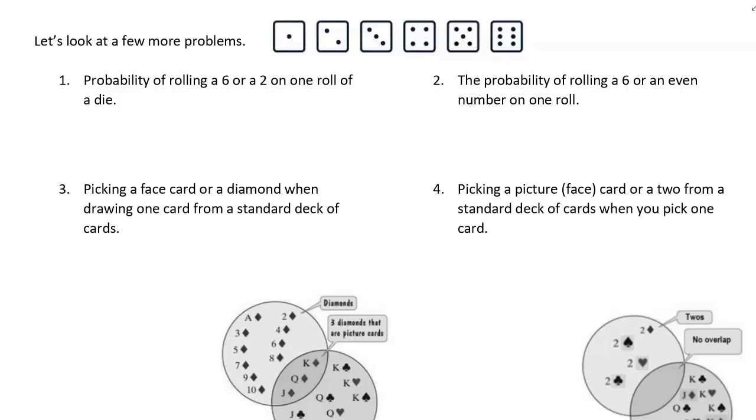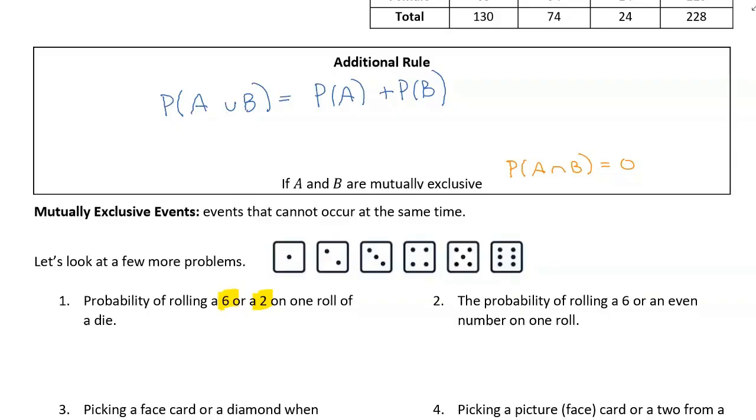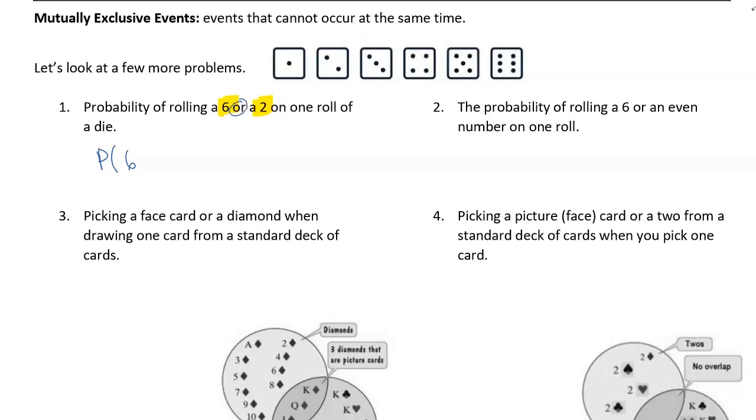Problem 1 says to find the probability of rolling a 6 or a 2 on one roll of a single die. Now, when I think about this, I think, can you be both of those? So can I be a 6 and also a 2? The answer is no. So I'm going to use probability of A or B is just going to be probability of A plus probability of B. The key word here is or. When we see or, we think addition rule.